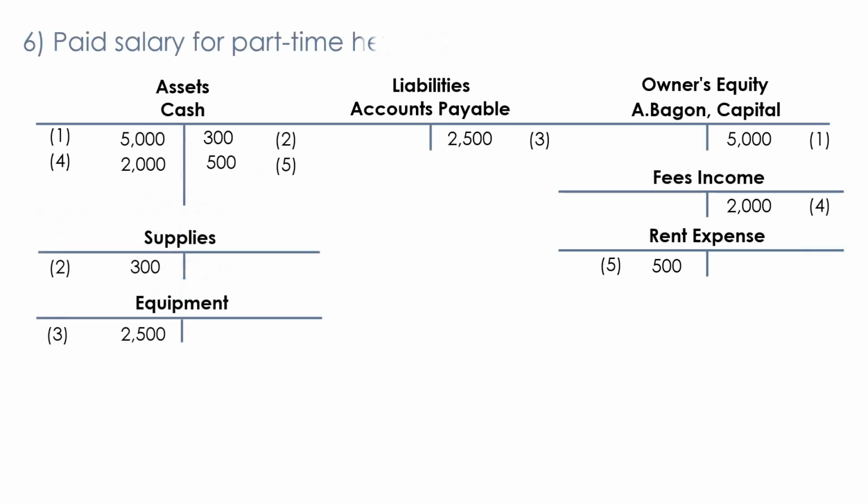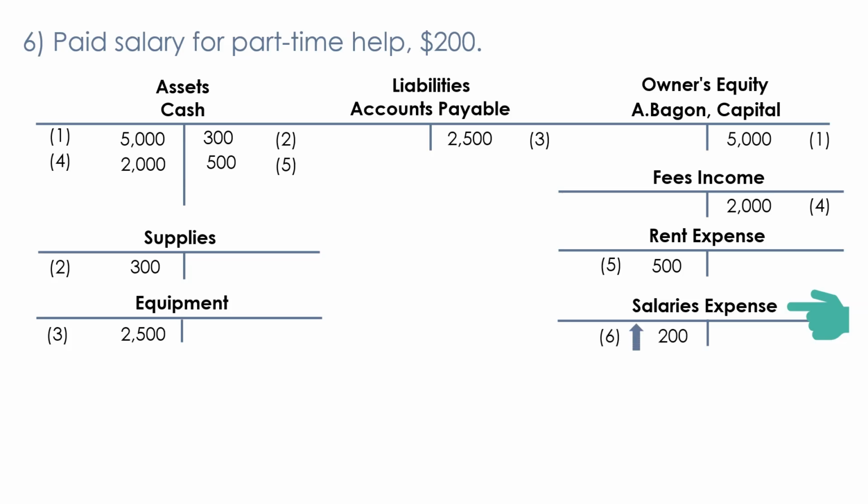Following this, Mr. Bacon paid $200 for part-time help. To ensure proper tracking of this cost, we create a dedicated account called salary expense, because separating expenses into specific accounts provides a clearer picture of the business's financial performance. For this transaction, we debit the salary expense account for $200 to reflect the incurred expense and credit the cash account for $200 to record the payment made.